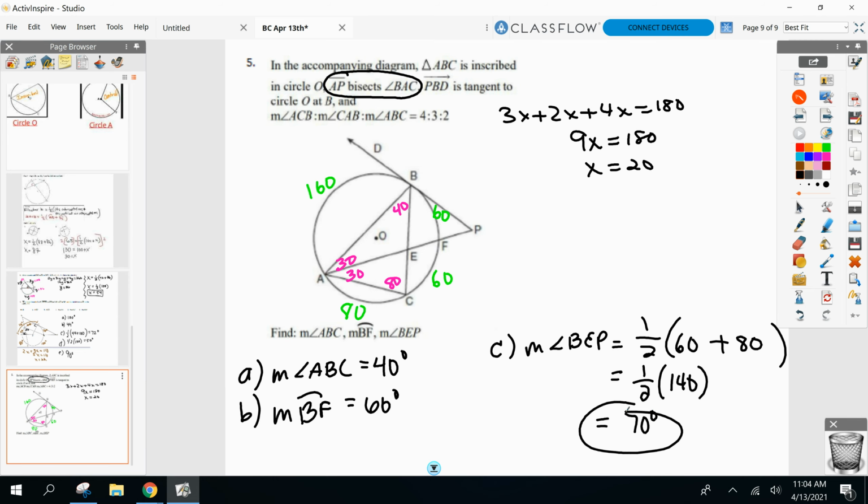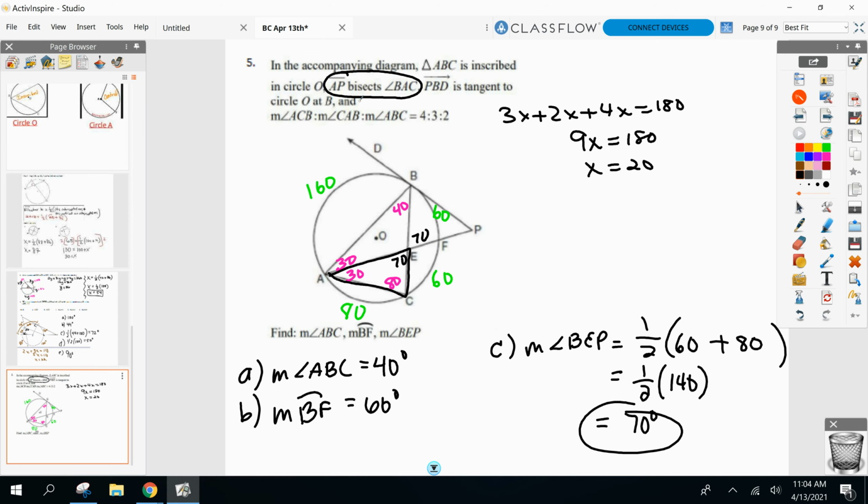And before we wrap up, let's say you totally blanked on the floater angle rule. Could I have gotten 70 some other way? You're darn right I could have. How many degrees in triangle AEC? 180, right? You already have 110, so that angle's got to be 70, vertical with BEP. So even if you blank, you can still use the fact that triangles have 180 degrees to get through it.